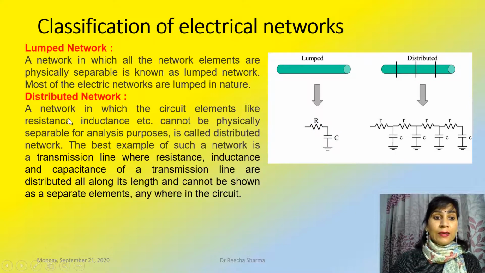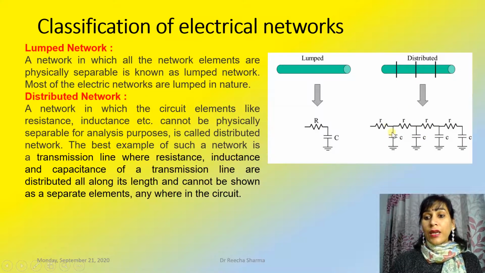A distributed network is a network in which the circuit elements like resistance and inductance cannot be physically separated for analysis purposes. The best example of such a network is a transmission line, where resistance, inductance and capacitances are distributed all along its length and cannot be shown as a separate element anywhere in the circuit. According to the definition of a distributed network, this is the diagram of a distributed network. This shows a transmission line.